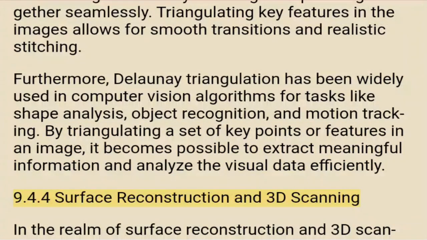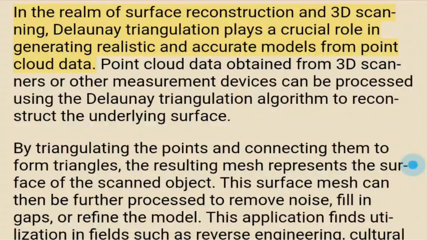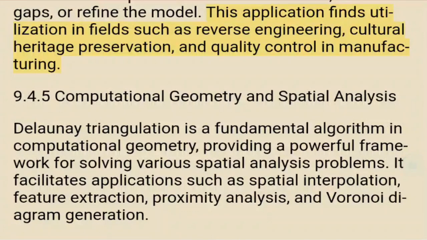9.4.4 Surface Reconstruction and 3D Scanning. In the realm of surface reconstruction and 3D scanning, Delaunay triangulation plays a crucial role in generating realistic and accurate models from point cloud data. Point cloud data obtained from 3D scanners or other measurement devices can be processed using the Delaunay triangulation algorithm to reconstruct the underlying surface. By triangulating the points and connecting them to form triangles, the resulting mesh represents the surface of the scanned object. This surface mesh can then be further processed to remove noise, fill in gaps, or refine the model. This application finds utilization in fields such as reverse engineering, cultural heritage preservation, and quality control in manufacturing.